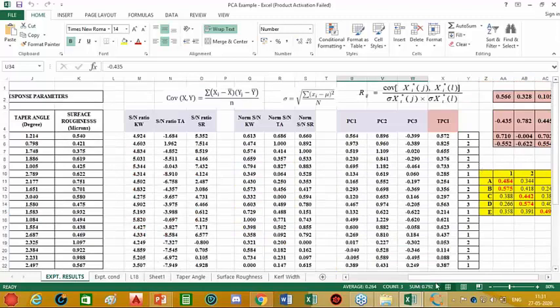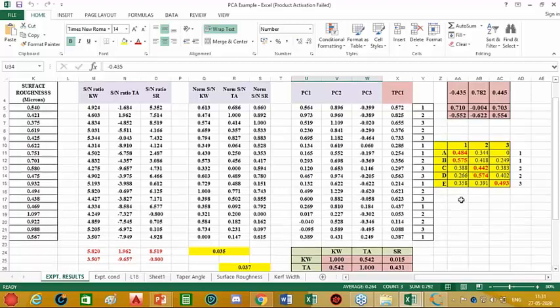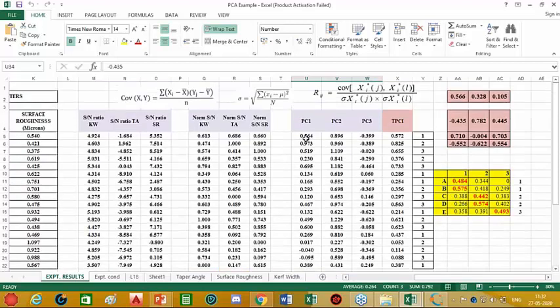So how will you find PC1? Here you can see we already have the normalized SN ratios for curve width. So we take this Q5 data multiplied by this value, that is the eigenvector for the first response. So it is minus 0.435, plus this value, that is R5, multiplied by 0.782, plus this value, 0.660, multiplied by 0.445, and this is how we can find PC1.